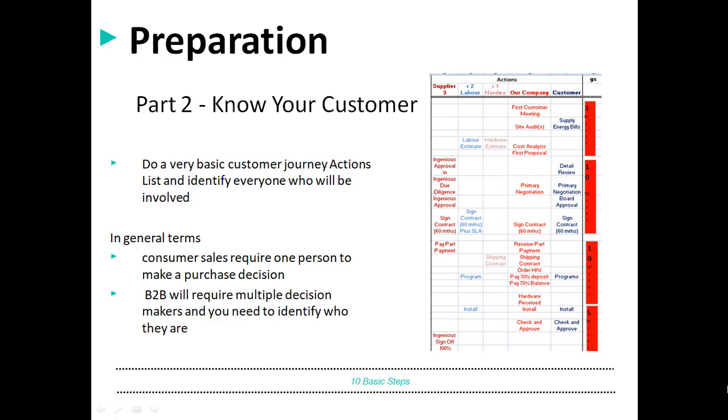The second part of the preparation is know who your customers are in general at this point. So to determine that, what you need to do is a very basic customer journey actions list and identify everyone who will be involved, i.e. all the actions that need to take place for somebody to eventually buy something off you. In general terms, consumer sales require one person to make a purchase decision, whereas B2B sales will require multiple decision makers, and you need to identify who these are.